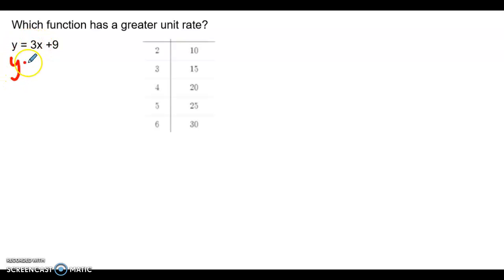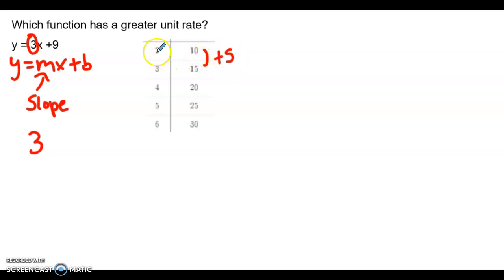When it's in this form, y equals mx plus b, that's a linear equation where m is always the slope. So the number attached to x, or the coefficient with x, is going to be our slope. So in this case, our slope is going to be 3. That's our rate of change. And then over here, if we want to figure out the rate of change, we need to see what's happening with our y values. So x's are increasing by 1 each time, and y's are increasing by 5 each time.